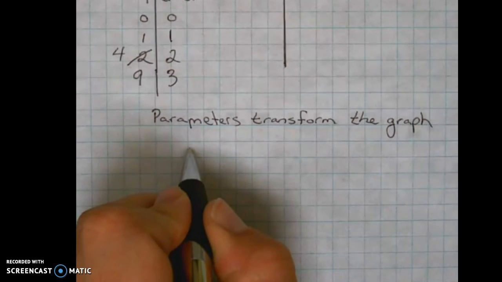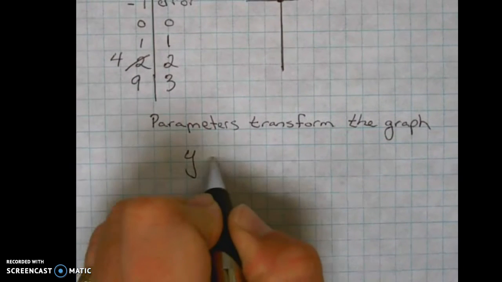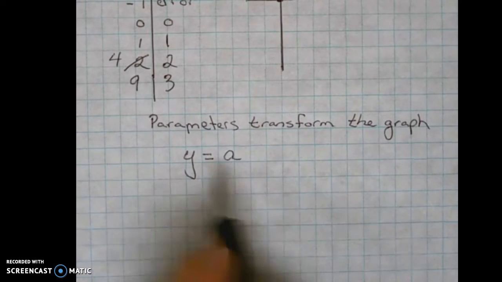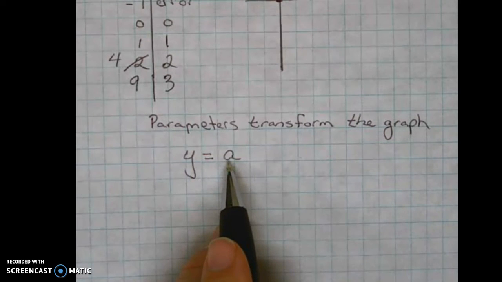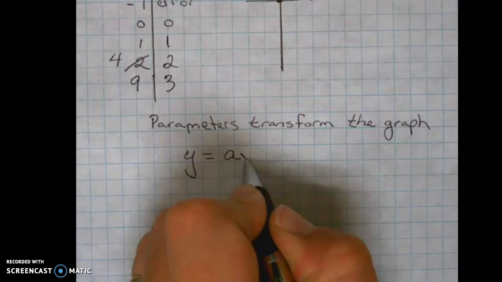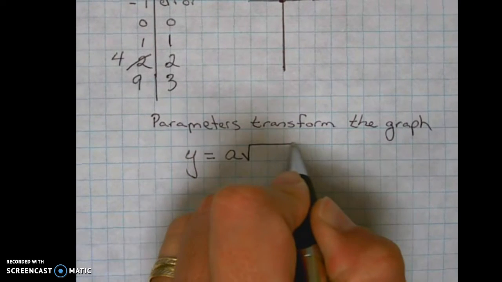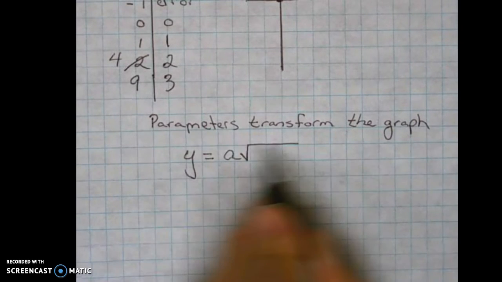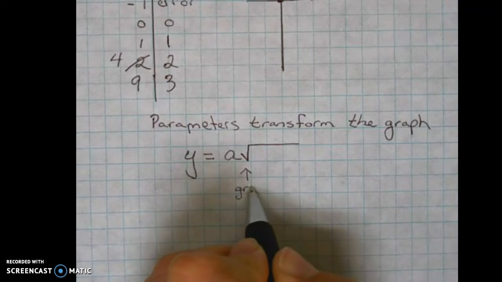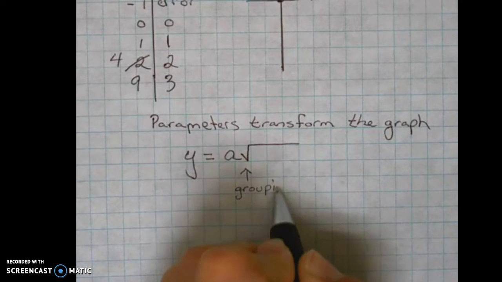Basically we have our a value in the front. Remember, that is our vertical stretch or compression. And the square root, the radical operates like a grouping symbol. It is a grouping symbol.